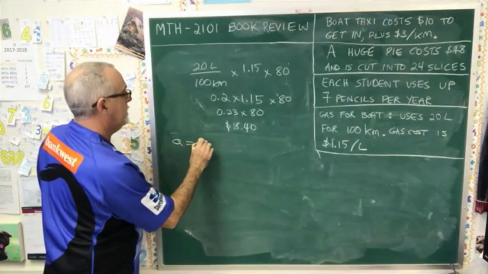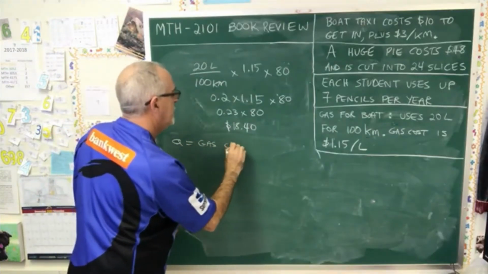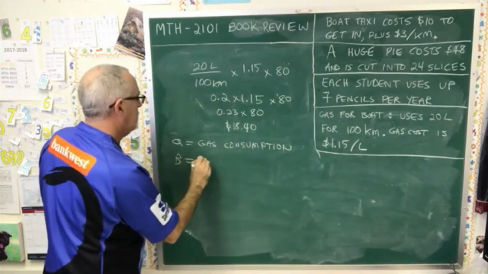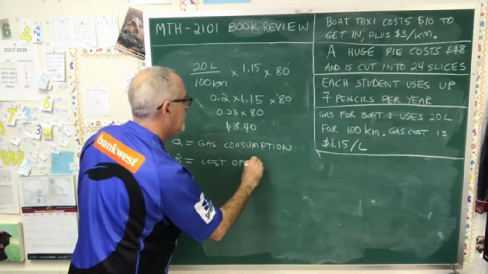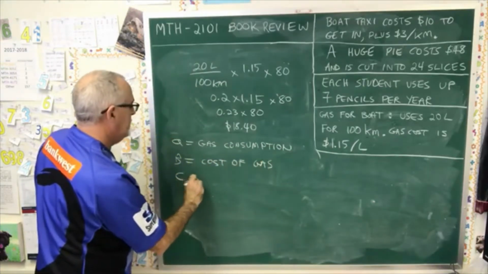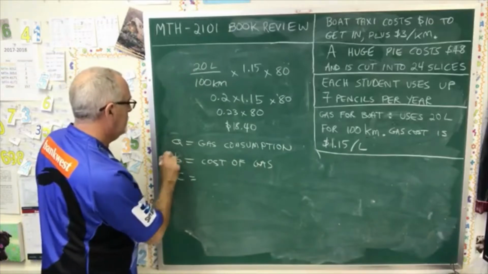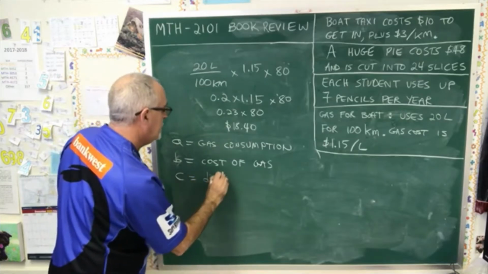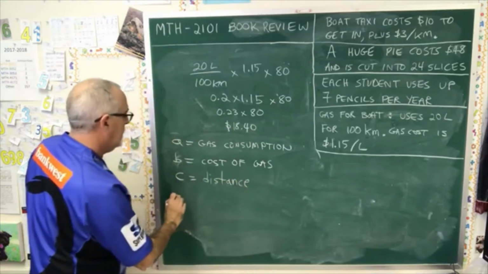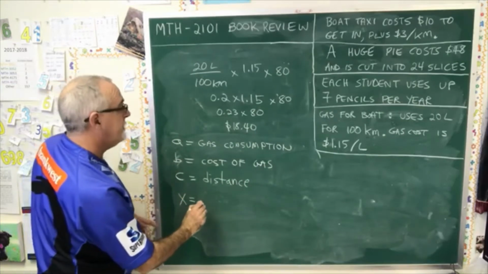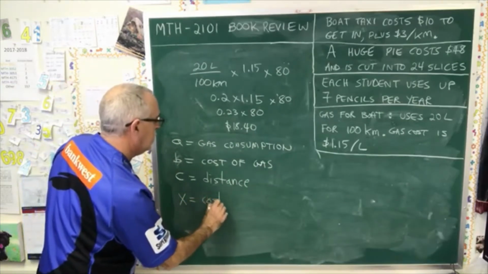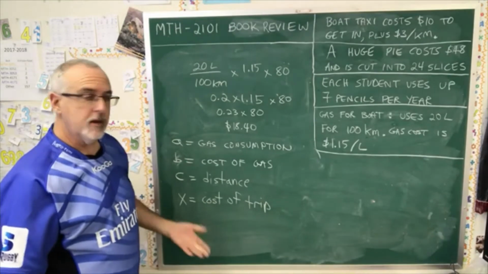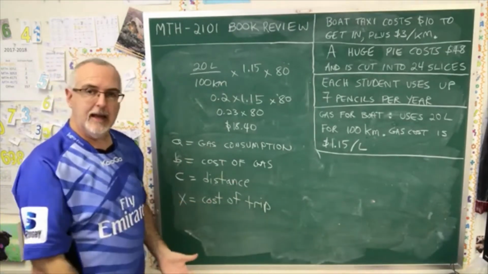A is equal to the gas consumption. B is equal to the cost of gas. C is equal to the, I'll put a lowercase b here. C is equal to the distance. And let's say X is equal to the cost of trip. There, I defined some variables. It's one of the things that they made you practice doing again and again and again in the early chapters.